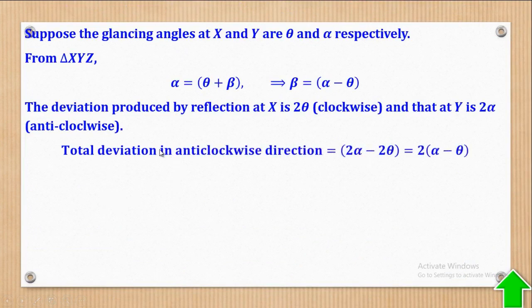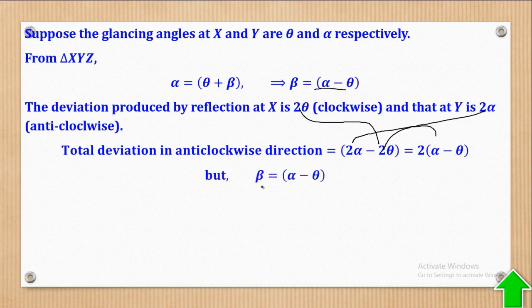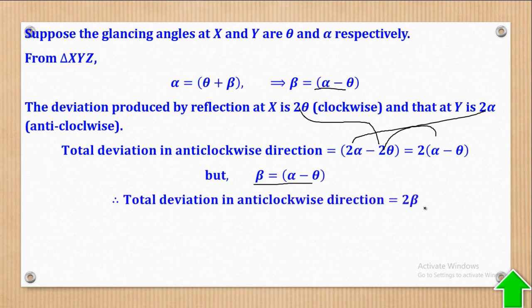Therefore, for the total deviation, anti-clockwise will be positive and clockwise will be negative. So you put your anti-clockwise as positive and clockwise as negative. 2 is common, I can factorize it out to come up with 2 times (alpha minus theta). But I already know that beta is equal to alpha minus theta, therefore the total deviation will be 2 beta, which was required.